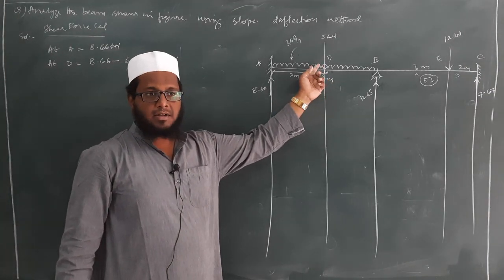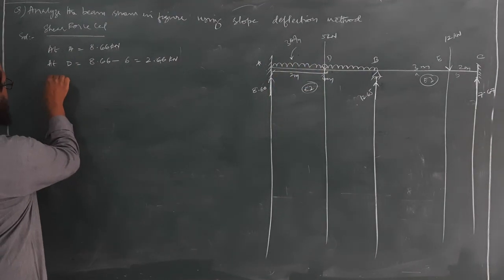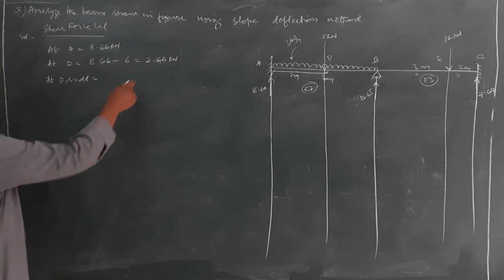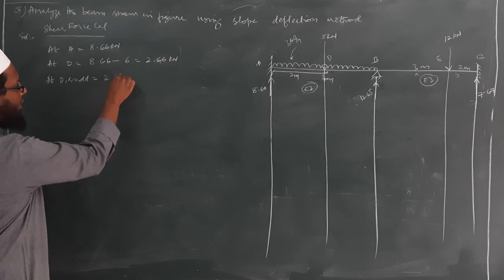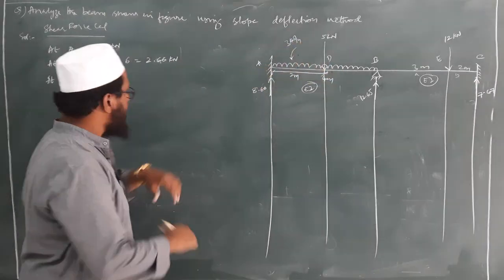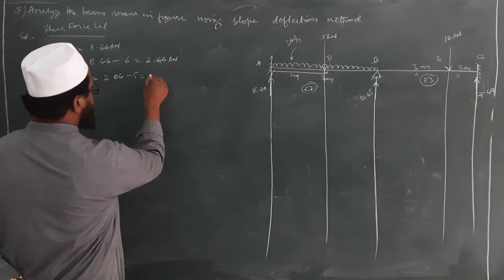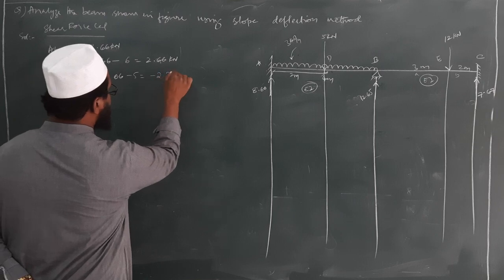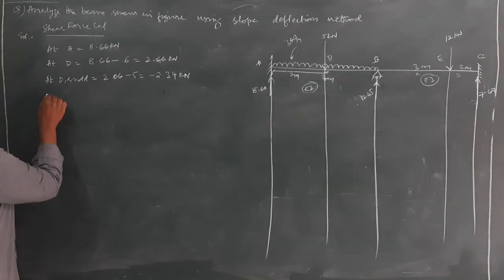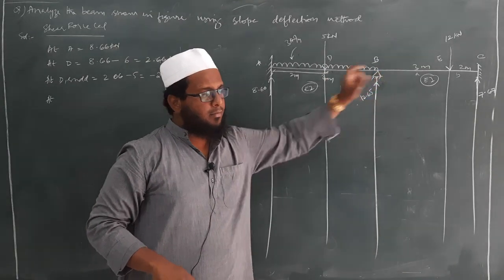Okay. Since we have a point load here, I will calculate one more time because the shear force will change suddenly. That is at D, what happens? Suddenly, what is the previous value? 2.66. What is the load acting at D? 5. It is going in downward direction. So minus 5. How much? Minus 2.34 kilonewton.